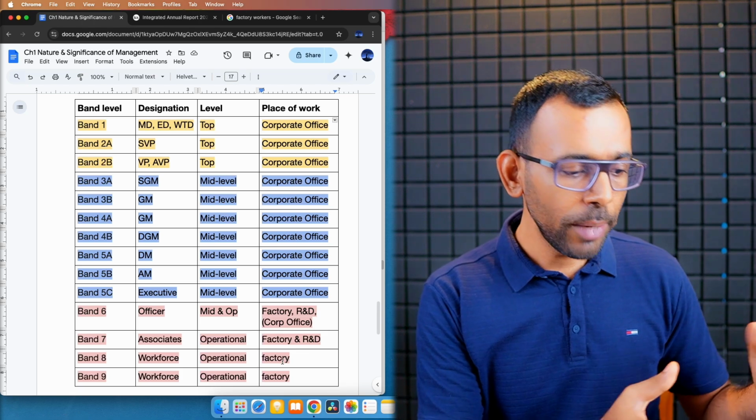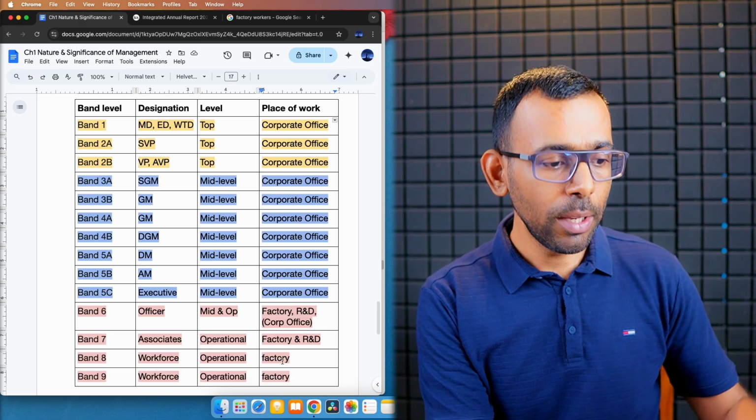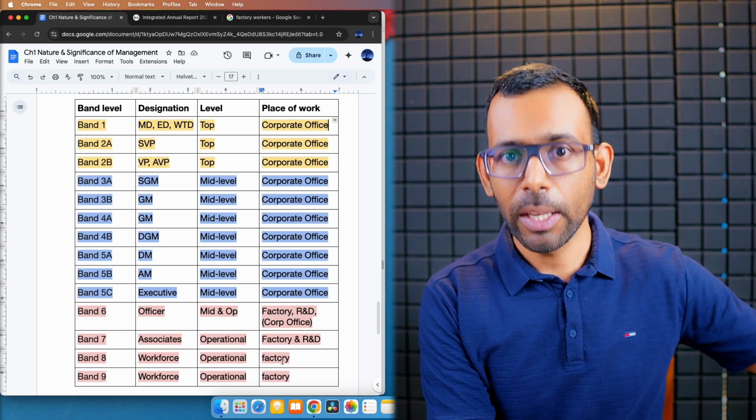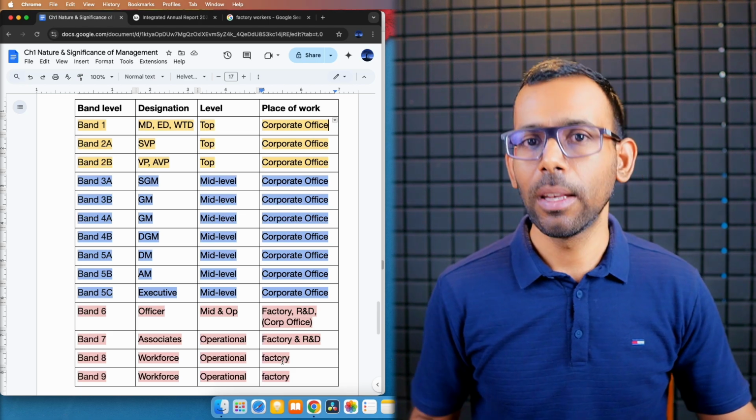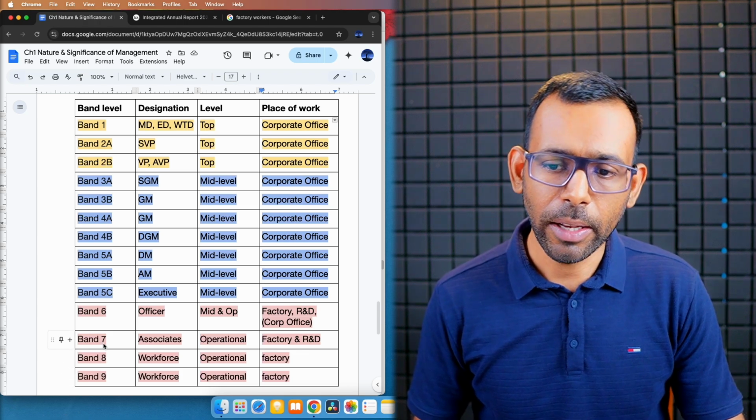So some days they will be packing whatever has been produced, and they will be loading. Some days they will be loading that into the truck. Some days they will be unloading the raw material from the truck. So it is a very basic level of work, and they will work in the factory. Band 9, 8 and 7.